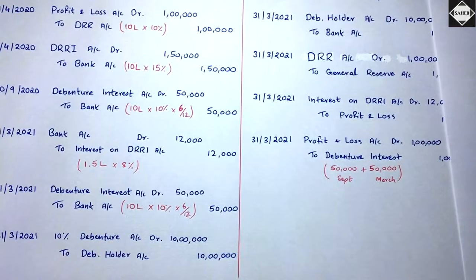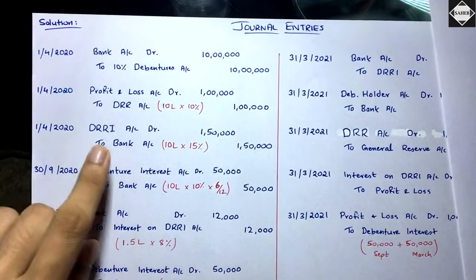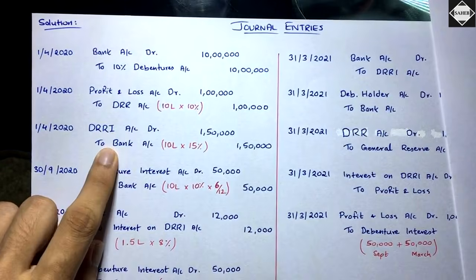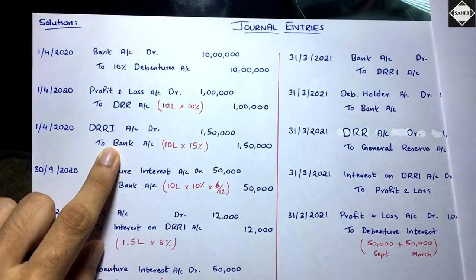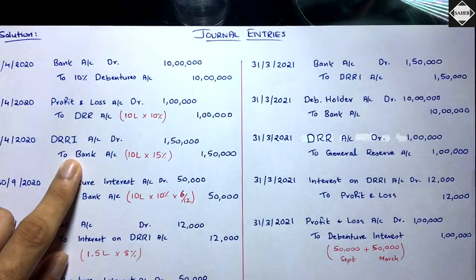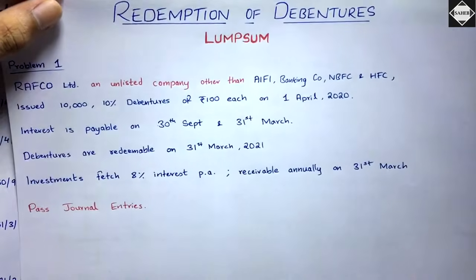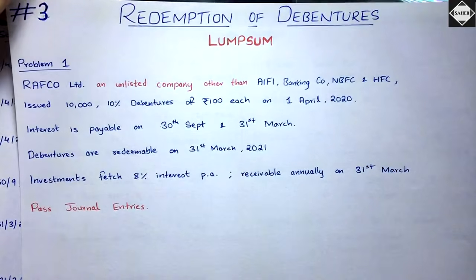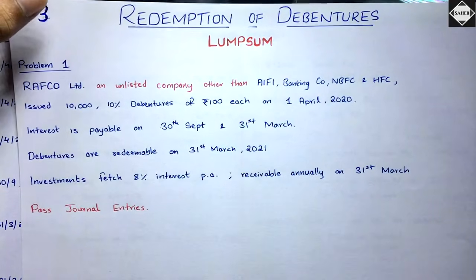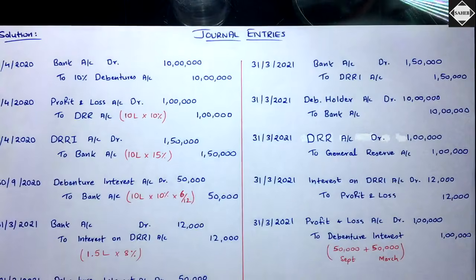Similarly, what we have to do over here is sell off the investment which we have made previously. This DRI, we have to sell that off. Now here in the question they aren't saying anything regarding at how much it was sold, so we can't say there is a profit or loss. We assume that it is sold at face value only.